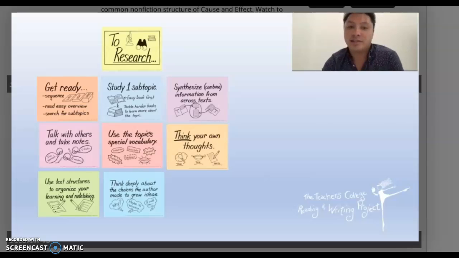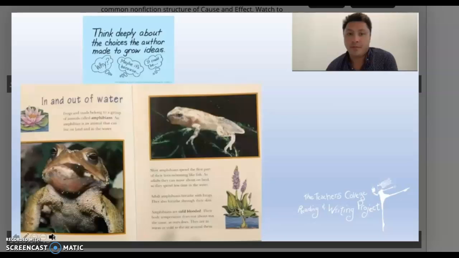So let's try this from a text that we already know, that text, Frogs and Toads. And as we look at this text, let's be thinking about the choices that the author made. And if I think about the beginning of this text, like in and out of water, I'm already thinking about the illustrations that are here. I feel like the author might be doing that to get our attention, to get us pretty excited.